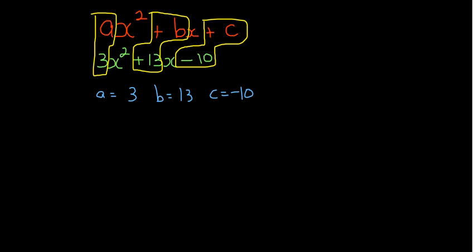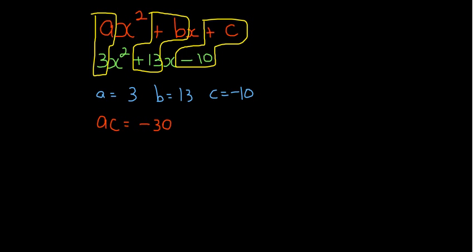Now, if I want to do my factorization process, what must I do from here? Anya says, and even Jaden agrees, you're going to find the product of A and C. So let's start by doing that. So AC, the product of A by C, will give me minus 30. 3 by minus 10 is minus 30.